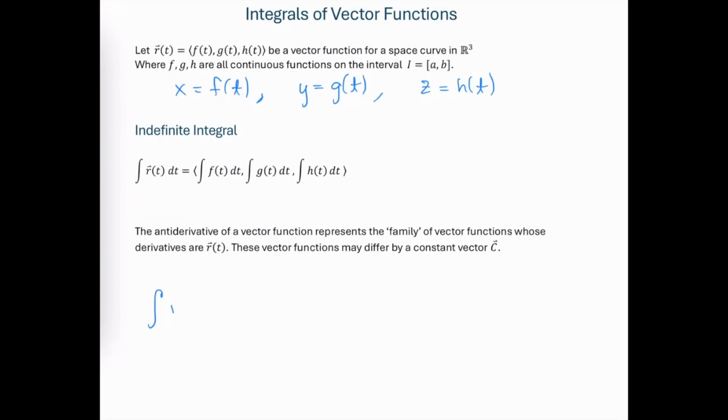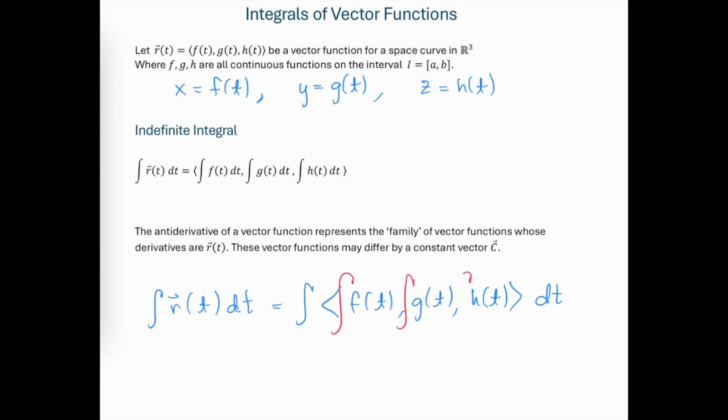The integral of a vector function can also be written as the integral of the vector function where we have f of t, g of t, and h of t written in our pointy bracket notation. And in order to calculate the integral of this vector function, we quite literally are going to be taking the integral of each of the individual components. So just like taking the derivative of a vector function, we differentiate each of the components. To calculate the integral of a vector function, we integrate each of the components.